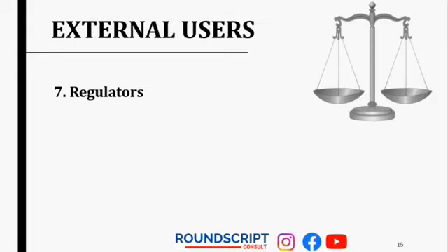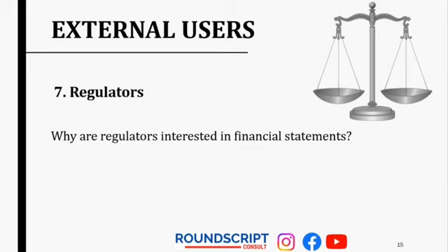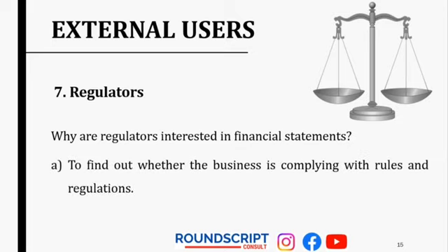Another set of external users are the regulators. So for banks, for instance, we would have the central banks being the regulators. Now, the reason why these regulators require accounting information or financial statements is to ascertain whether the businesses within their jurisdiction are operating according to the rules and regulations.